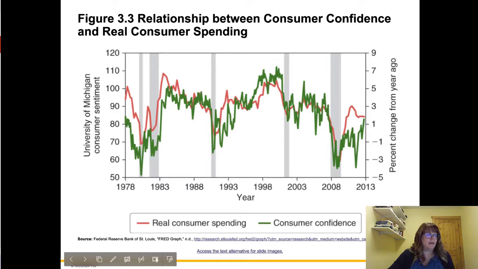This figure illustrates the changes in consumer confidence and the subsequent change in real consumer spending over the past several decades. Note shaded areas indicate U.S. recessions.